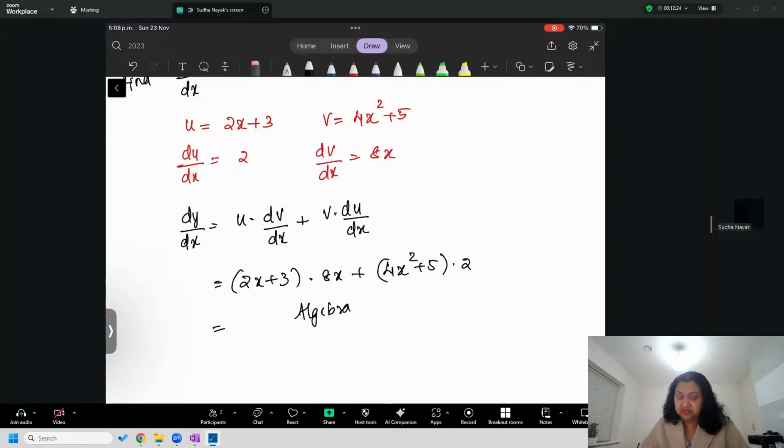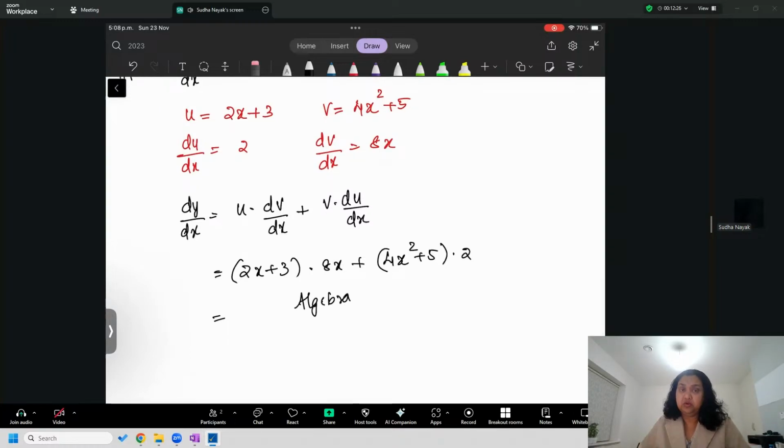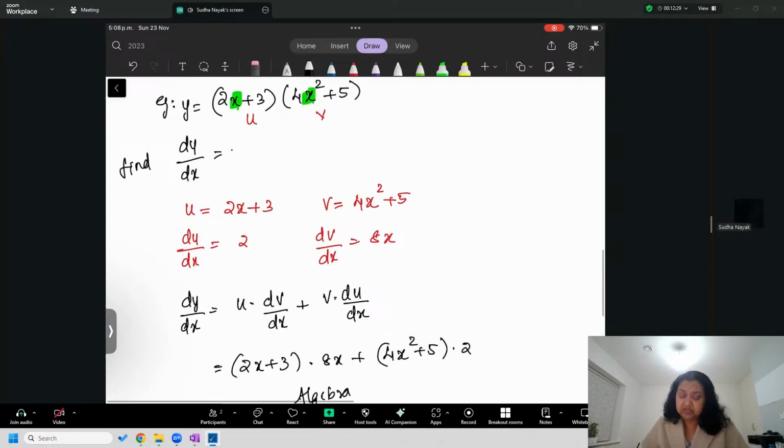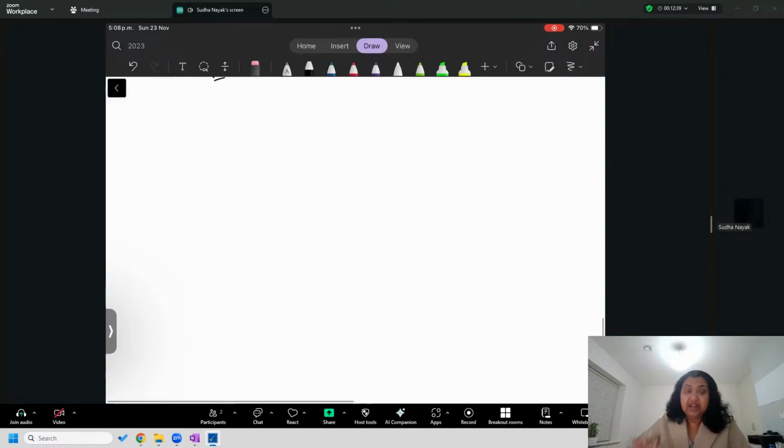Okay, so that is done. It is the same with the quotient rule. As and when you get a question, you write like this: u equal to this, du by dx is equal to this, v is equal to this, dv by dx is equal to this, and then apply the formula directly from the formula book. Okay, so that is another thing.